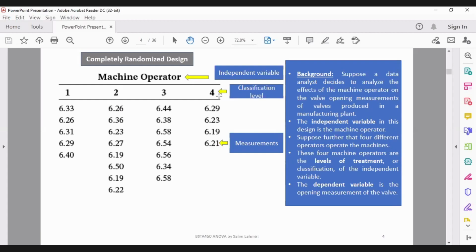Classification levels are simply the experiments. We got one machine operator collecting measurements under 4 different classification levels or experiments. Classification level is simply the experiments. So machine operator is recording measurements under each different level of experiments. Okay?